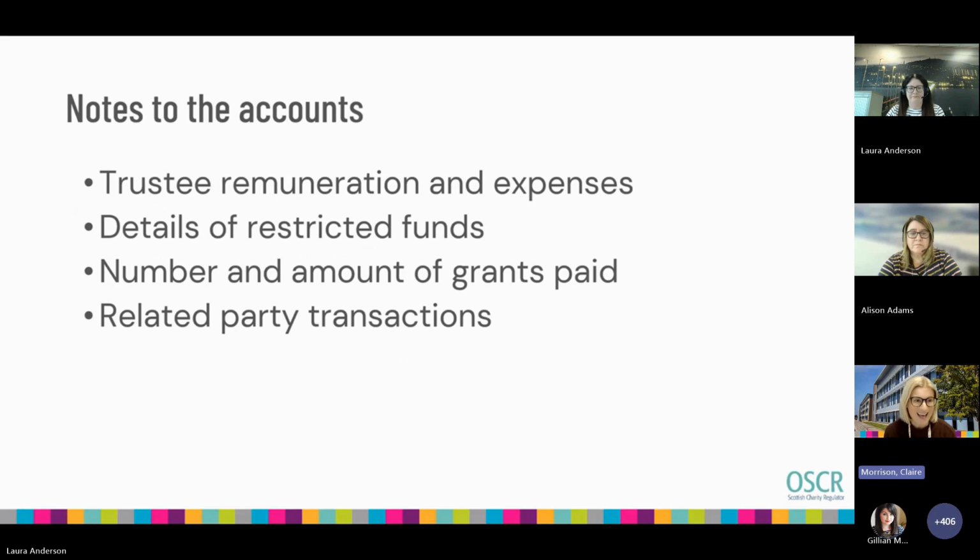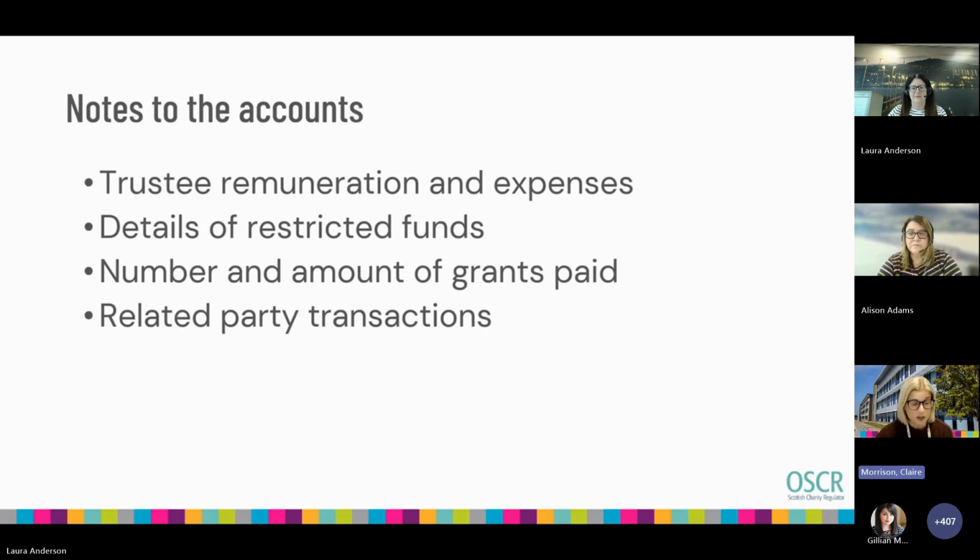Thank you, Laura. The notes to the accounts are a really important part of the accounts. They expand on and explain the information which is contained in both the receipts and payments accounts and the statement of balances. So the notes on the accounts must contain certain information. And the first thing that it must contain is any trustee remuneration which has been paid to a charity trustee or a person connected to a charity trustee.